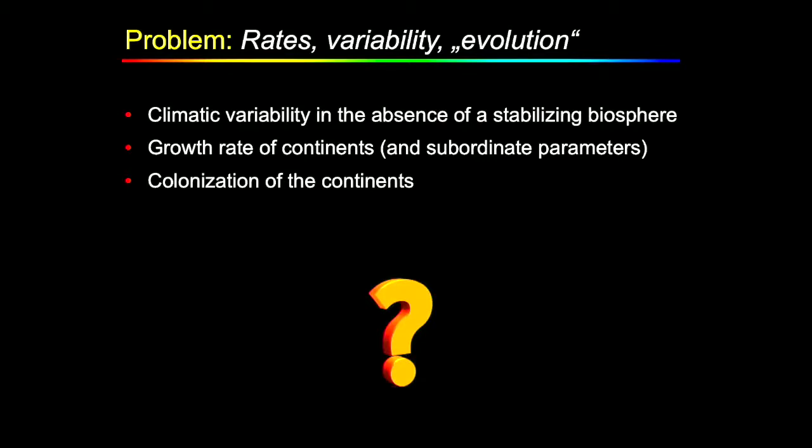Remember, we possibly don't have any biosphere, because the biosphere probably didn't occupy the continents. But we don't have much of a continental record. For all I know, the Archean continents, as small and few as they were, could have been covered in green things. But we don't know. So climatic variability in the absence of a stabilizing biosphere would be a big research topic.